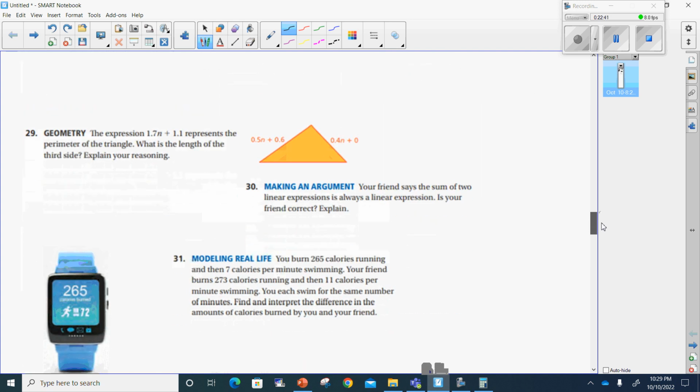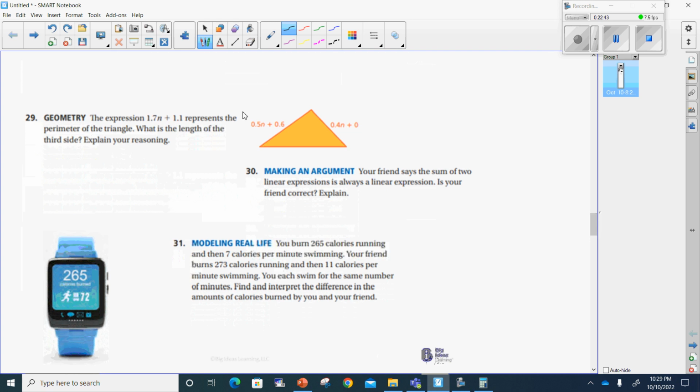Let's do number 29 now. The expression 1.7n plus 1.1 represents the perimeter. So in other words, all around this, the perimeter. What is the length of the third side? Well, remember, the perimeter is how far it is all the way around it. So we can write this equation right here. We're going to take 0.5n plus 0.6.